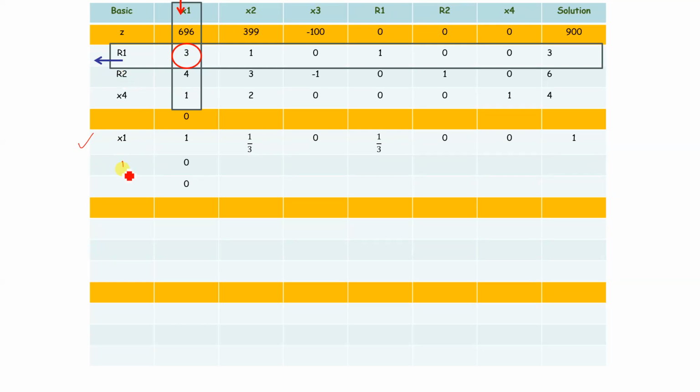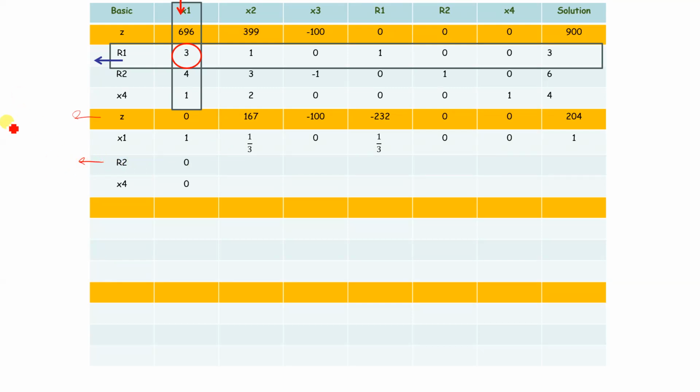The rest of the variables are r2 and x4, and our target is to convert all the entries in the pivot column to 0. So we have to perform row operations to make this element 0. That would be row z minus 696 times this pivot row, the new pivot row, that is row x1. This allows us to modify the entry to 0 as shown. Similarly, we can modify the rest of the rows.